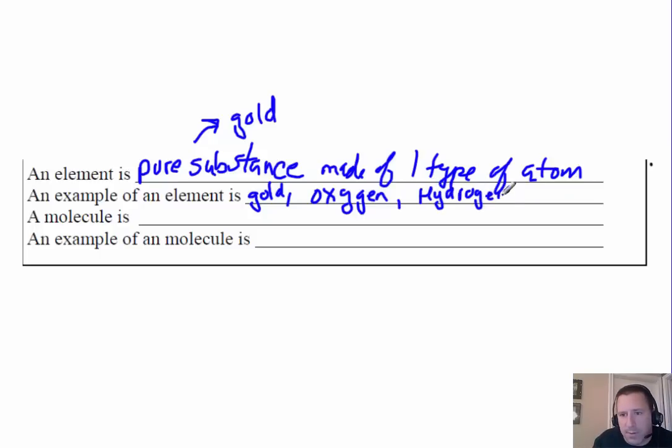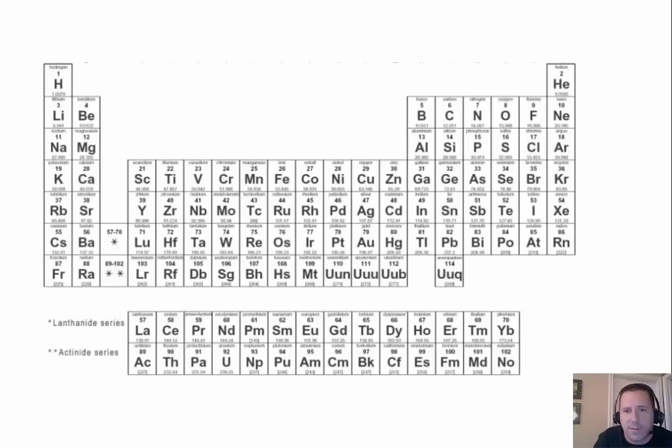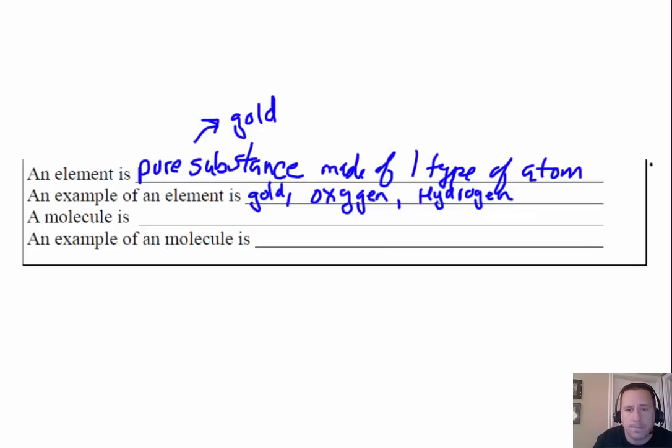Remember, all of the types of atoms, all of the elements, can be found in the periodic table of elements. So as long as you have just one type, just germanium, just titanium, just lithium, if you had just one type of atom, then you would have an element. So that leaves us with a molecule. What is a molecule? A molecule is more than one atom bonded together.